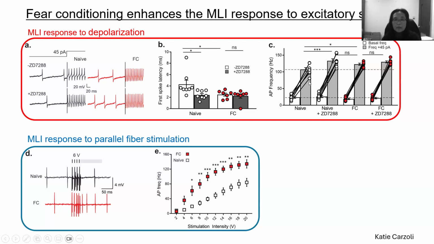So this is the action potential firing in the naive animal, and after fear conditioning, there's an overall upward shift in the frequency. And when she applied ZD, which is the IH current blocker, they found that ZD can also shorten the first spike latency in the naive animal, shown here. And it also causes an increase in the action potential frequency, just like in fear conditioning, which is shown here.